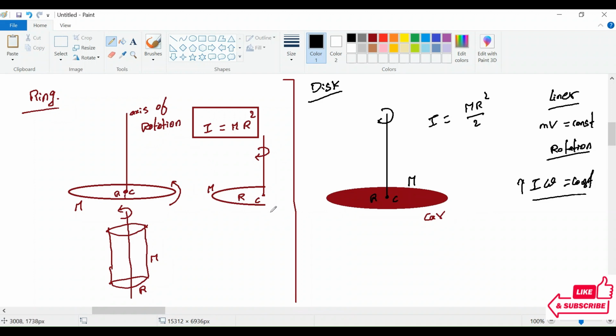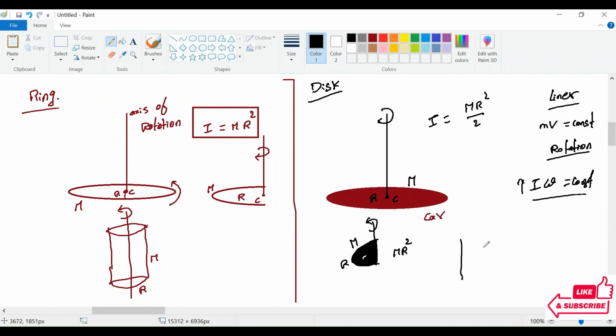Now again, same concept. If you take a half disc, same formula. Quarter disc, same formula. It can be a half disc rotated like this, whose mass is m and radius is r, then also the same formula. It is mr square.